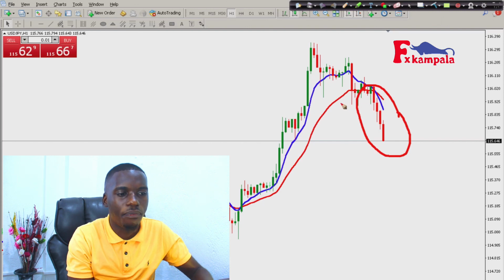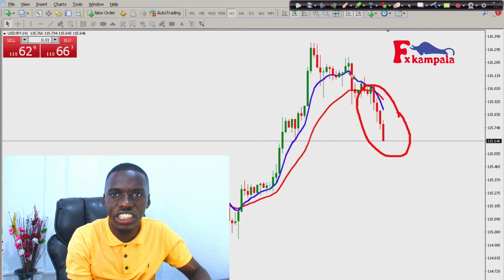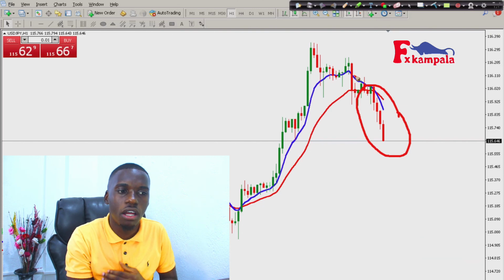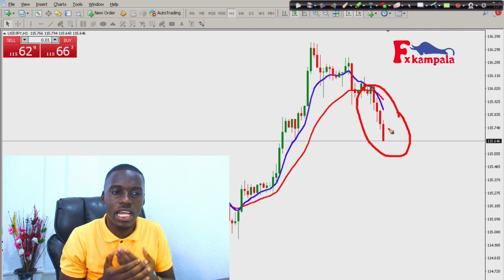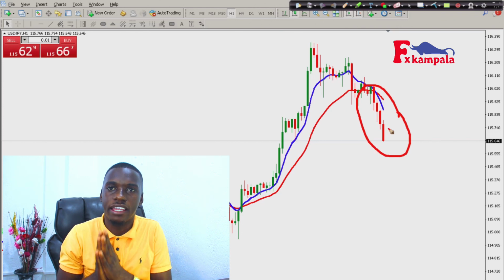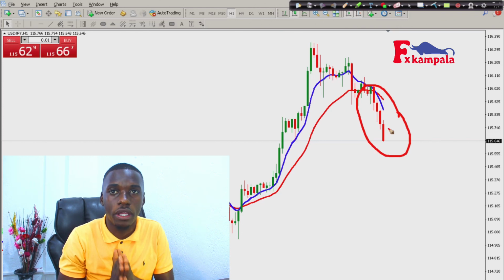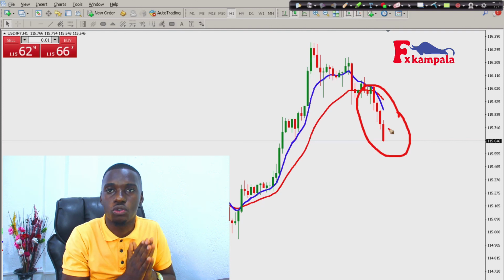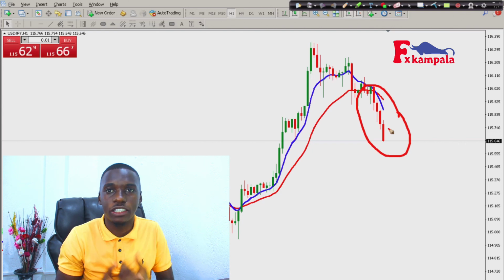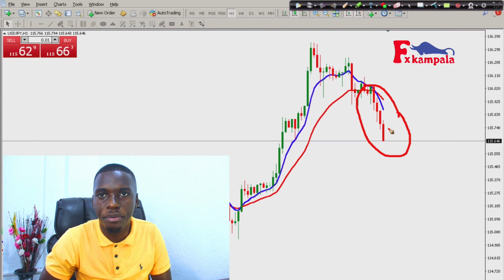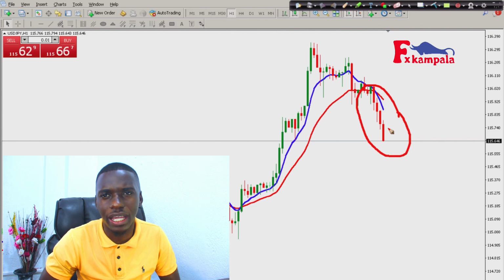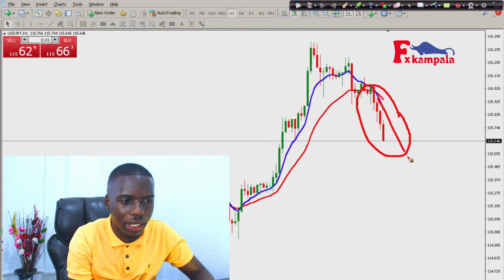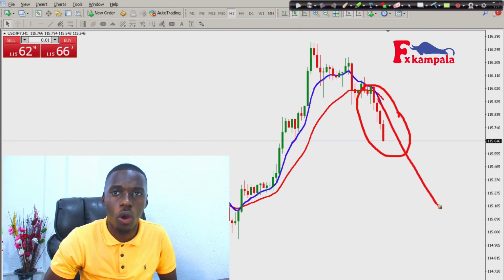And if you look at it, the 8 is crossing the 21 exponential moving average from above, coming down. Remember, we said the short one always gives us the direction to where the market is going, because it always moves closer to the market as compared to the long exponential moving average, as we looked at in most of the previous videos concerning moving averages. So this is showing us that the general trend is a downward trend.